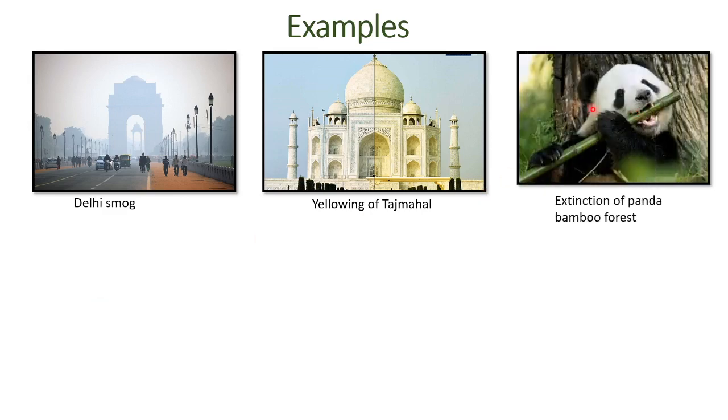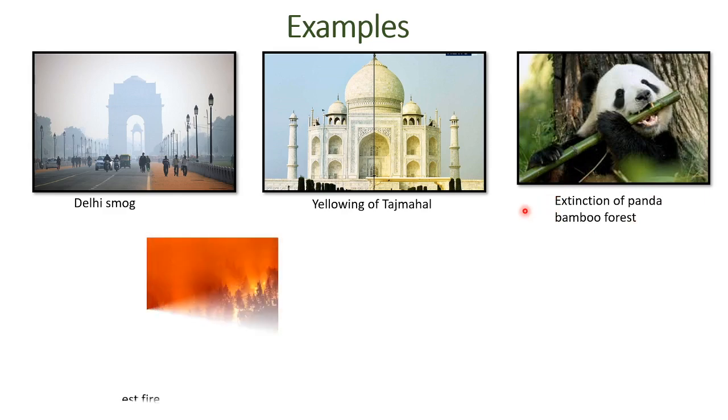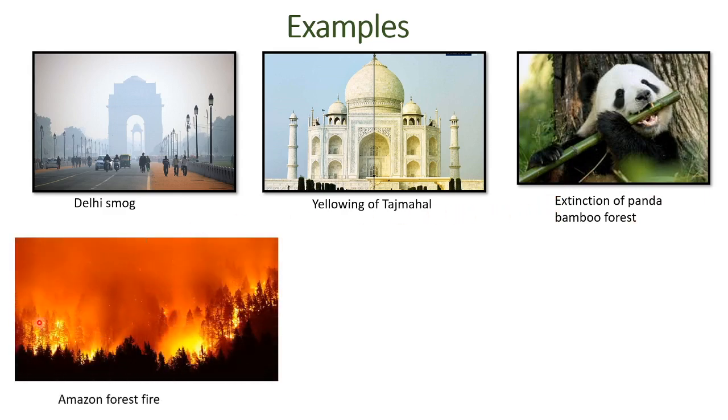We all know what a panda is. Pandas survive totally on bamboo forests, but human beings have almost destroyed the bamboo forests, leading to the panda becoming an endangered species. Another example is the Amazon forest fire. Many reasons have been attributed, some of which were the cutting of forest trees, leading to an increase in heat energy, and the forest fires were initiated.